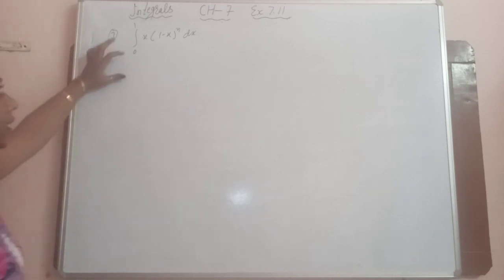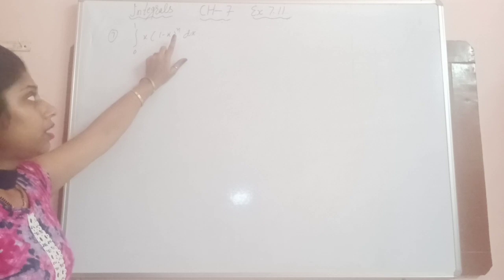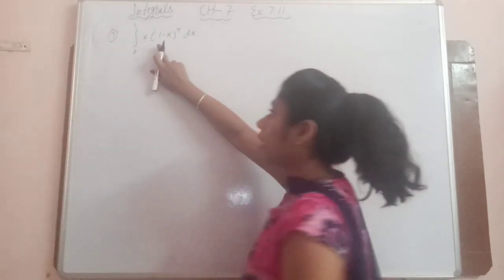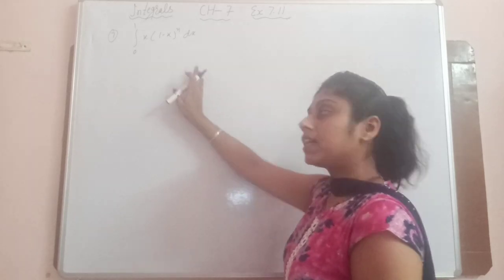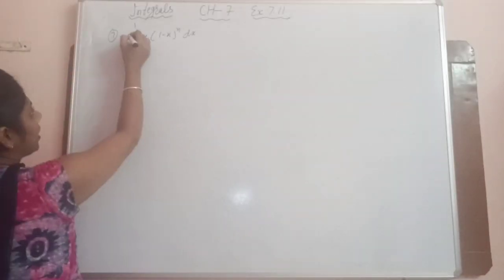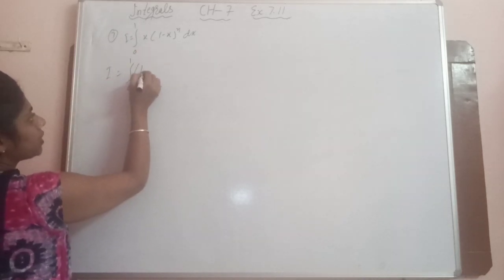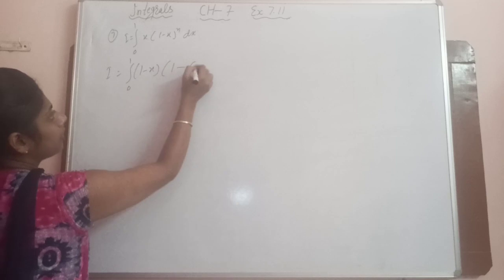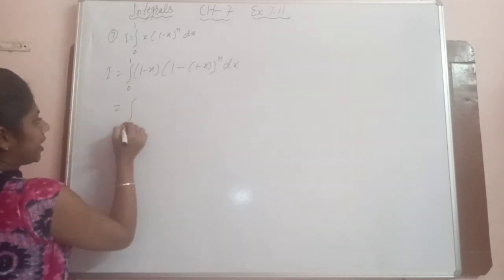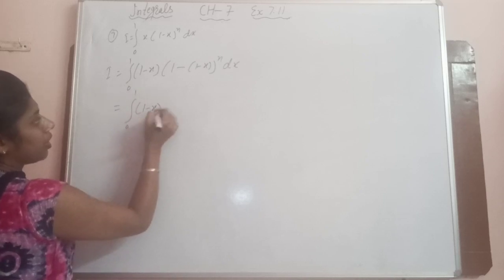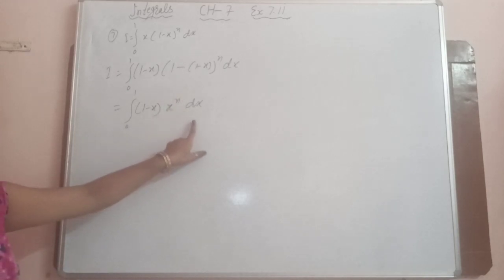In this question, the integration is 0 to 1, x times (1 minus x) power n. Here if we open the power, we have to apply the binomial, which is a very long process. So we will apply the result, sum of the limits minus x. The limits are 0 to 1, so x will be replaced by 1 minus x. Similarly here, 1 minus x. On simplification, the function will become (1 minus x) times x raised to power n, into dx.